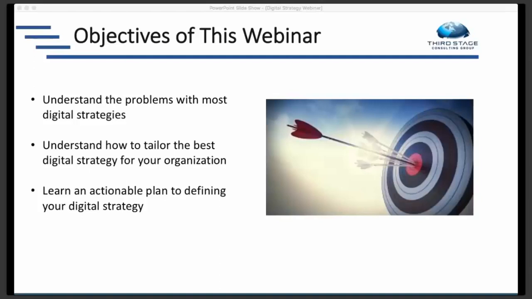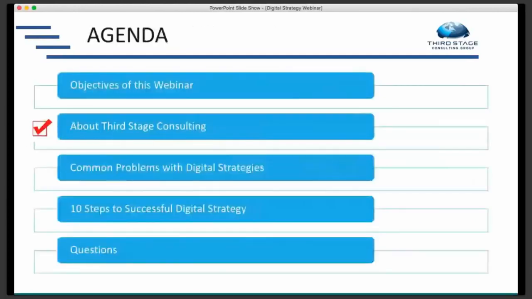I also want to share how to tailor the best digital strategy for your organization. Again, it's not going to be a one-size-fits-all type of answer. I'm not going to come in here and tell you that the best strategy for you is to implement a single ERP system or to implement a best of breed of technologies or to do nothing. I'm going to provide a framework that I use with clients to help them navigate the process and get to the right answer for their organizations. And then finally, I want to help you learn an actionable plan for defining your digital strategy too. So that's another part of what I'll cover here today.